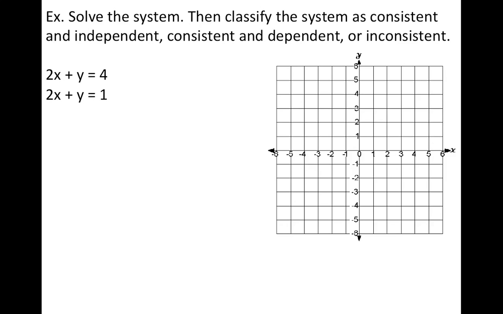Moving on to the next one. Go ahead and solve this out for y and come back.